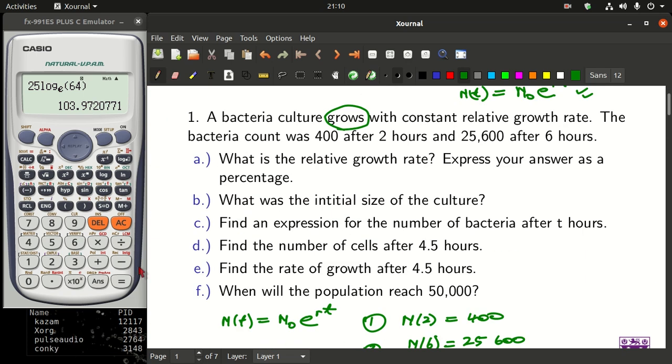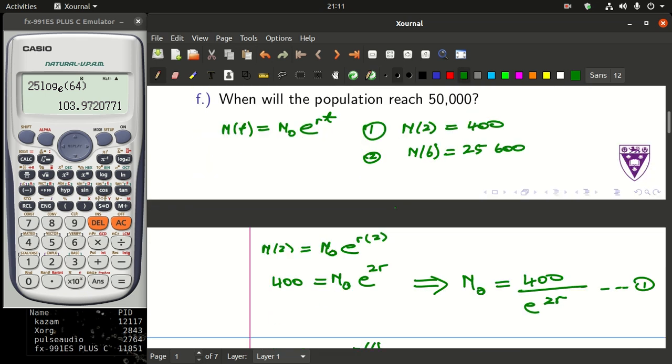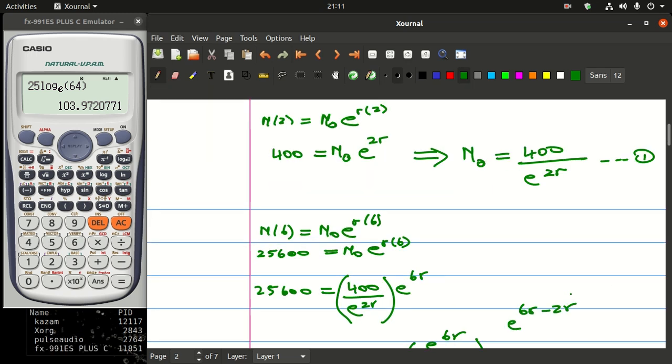The second question: what was the initial size of the culture? We are looking for N now. Because you already found r, what will be N naught, the initial size? Using equation 1, my N naught is going to be equal to 400 divided by e raised to our r.